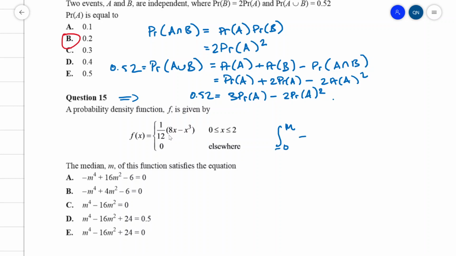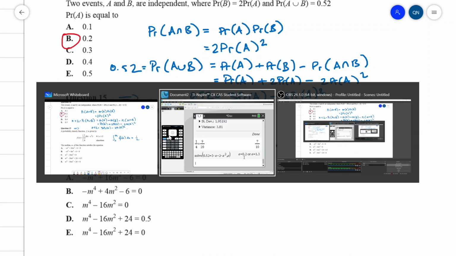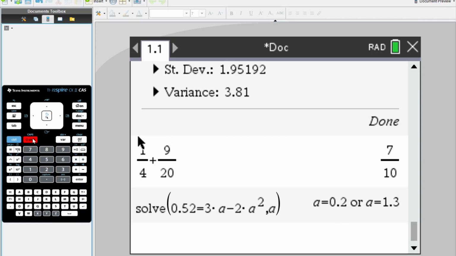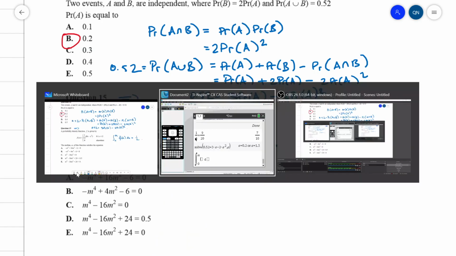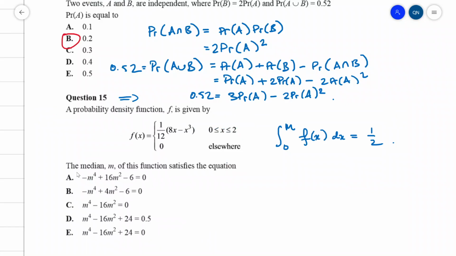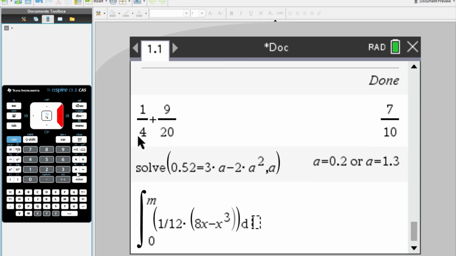Technically, it's negative infinity, but because it's 0 elsewhere over here, we can just chop it off at 0. So it's 0 to m of your PDF, f of x dx, equals 1/2. That's how the median is defined. So maybe let's plug that into the CAS and see what we get. So we'll do the integral from 0 up to m of f of x, which is 1/12, times 8x minus x cubed dx.